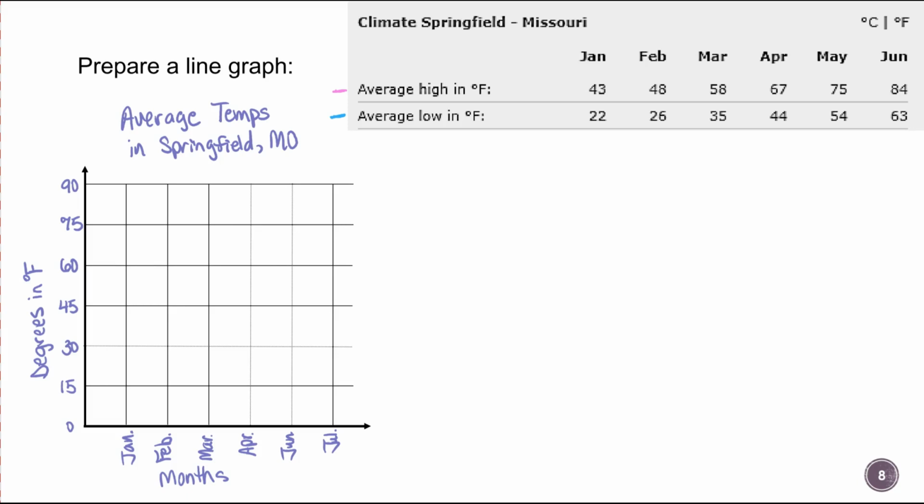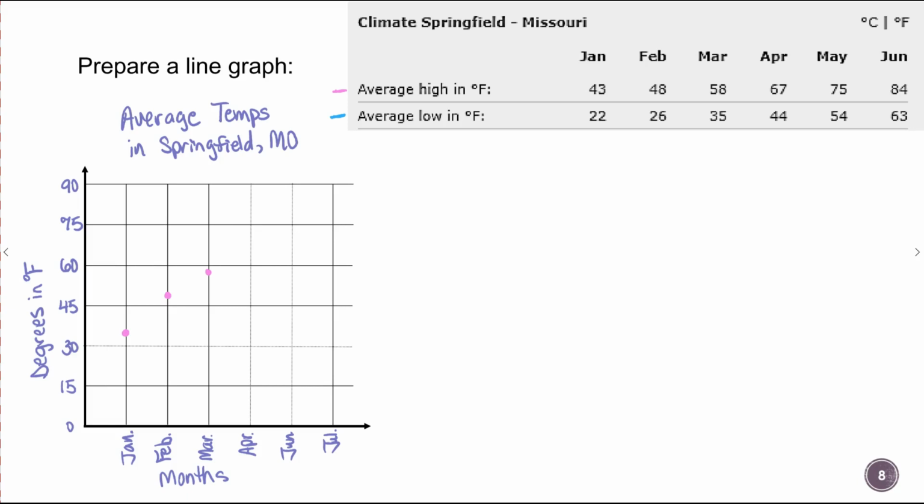Okay, so let's graph. And now you're going to have to estimate. So between 30 and 45, midway would be about 37.5, right? And so our first temperature is at 43, so I'm going to go a little below that. We just have to estimate. That's the best we can do. 48 degrees would be a little bit above the 45. 58 degrees, we're almost to the 58.